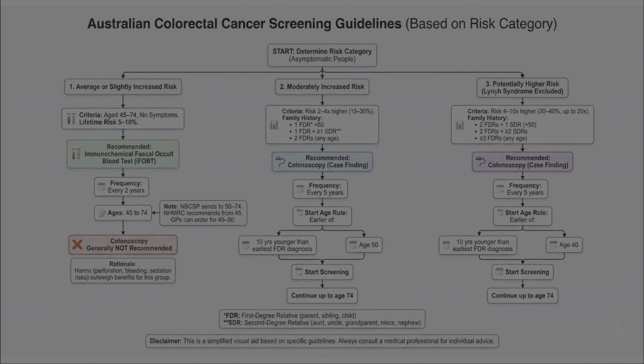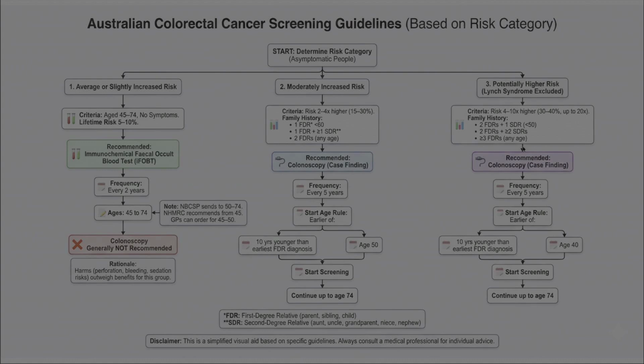Lane 3, potentially high risk with Lynch syndrome excluded. This is where our patient lands. Look at the criteria carefully. 2 first degree relatives plus 1 second degree relative diagnosed before age 50, 2 first degree relatives plus 2 or more second degree relatives, or 3 or more first degree relatives at any age.